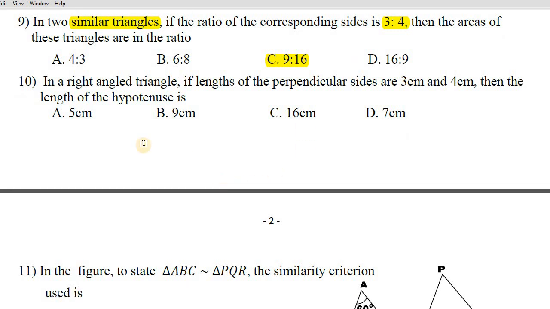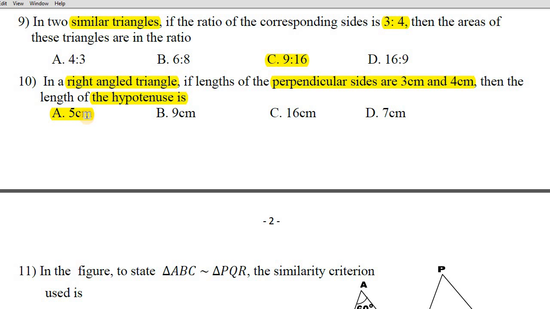Next, let us see another question. In a right angle triangle, if length of the perpendicular sides are 3 cm and 4 cm, then the length of the hypotenuse is. You know that in a right angle triangle, one hypotenuse will be there, and other two sides we can call as perpendicular with respect to one another. So those two sides measurement, other than hypotenuse, are given as 3 cm and 4 cm. Then what would be hypotenuse value? If you know the Pythagorean triplets, easily you can come to know the answer for this. So 3, 4 and 5, these are Pythagorean triplets. Hence for this question, 5 is right answer.